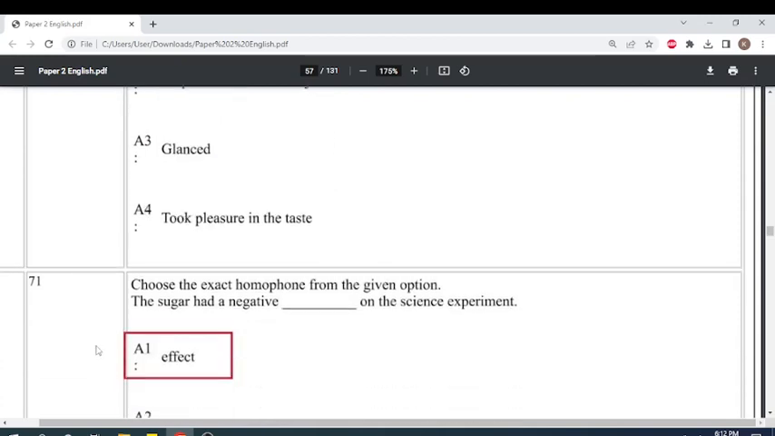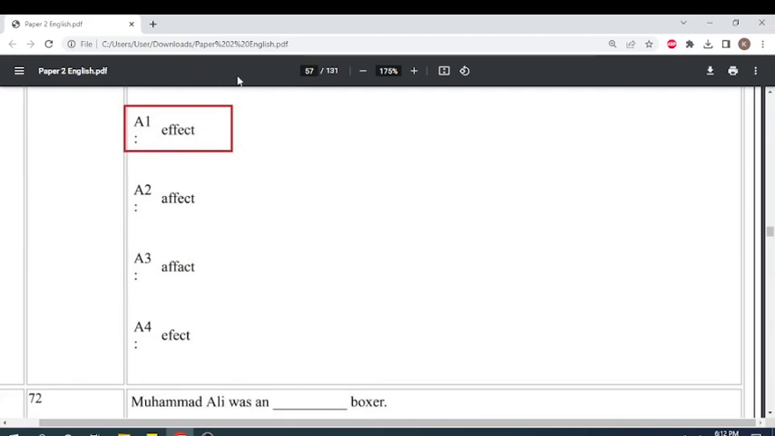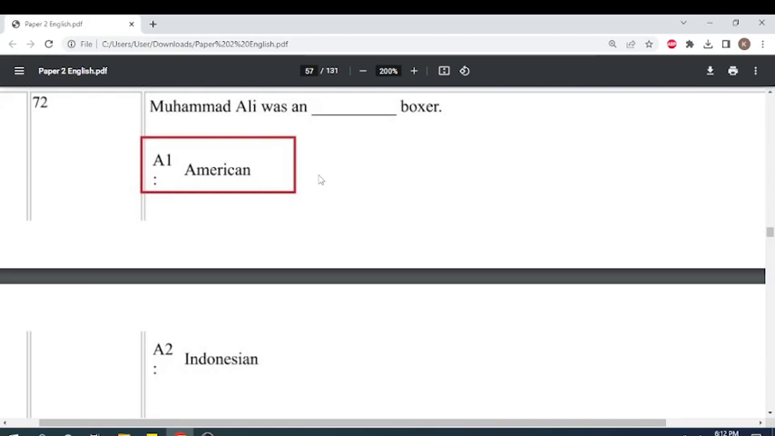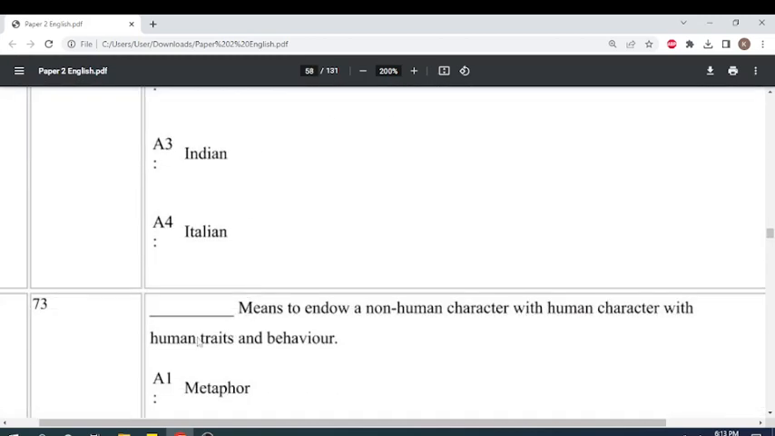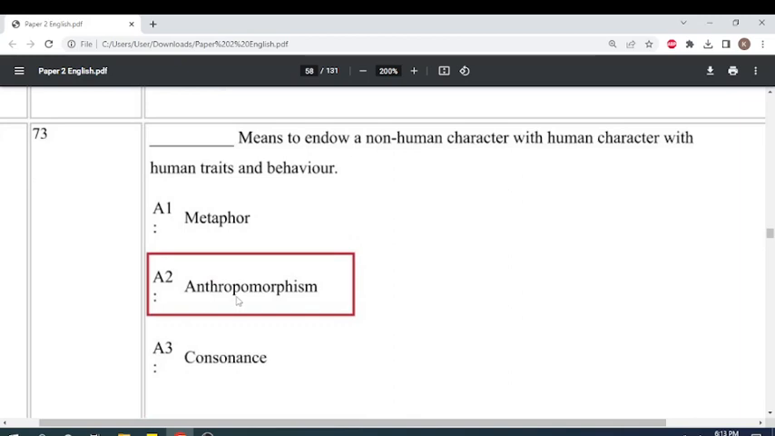71. Choose the exact homophones from the given option. The sugar had a negative dash on the science experiment. Answer: A1 effect. 72. Muhammad Ali was a dash boxer. Answer: A1 American. 73. Dash means to endow a non-human character with human traits and behavior. Answer: A2 anthropomorphism.